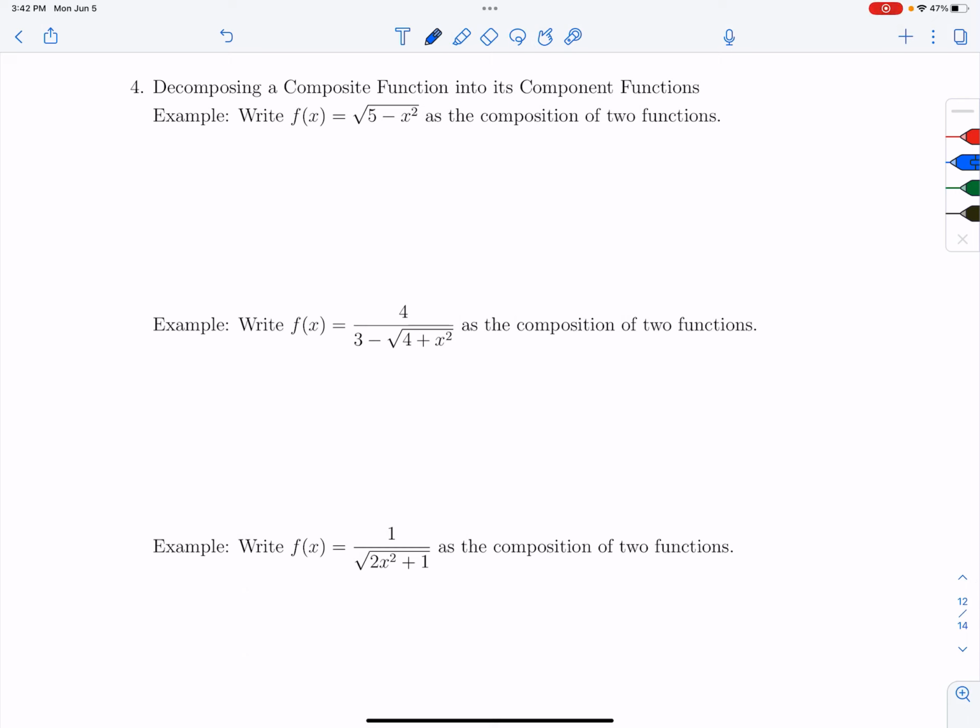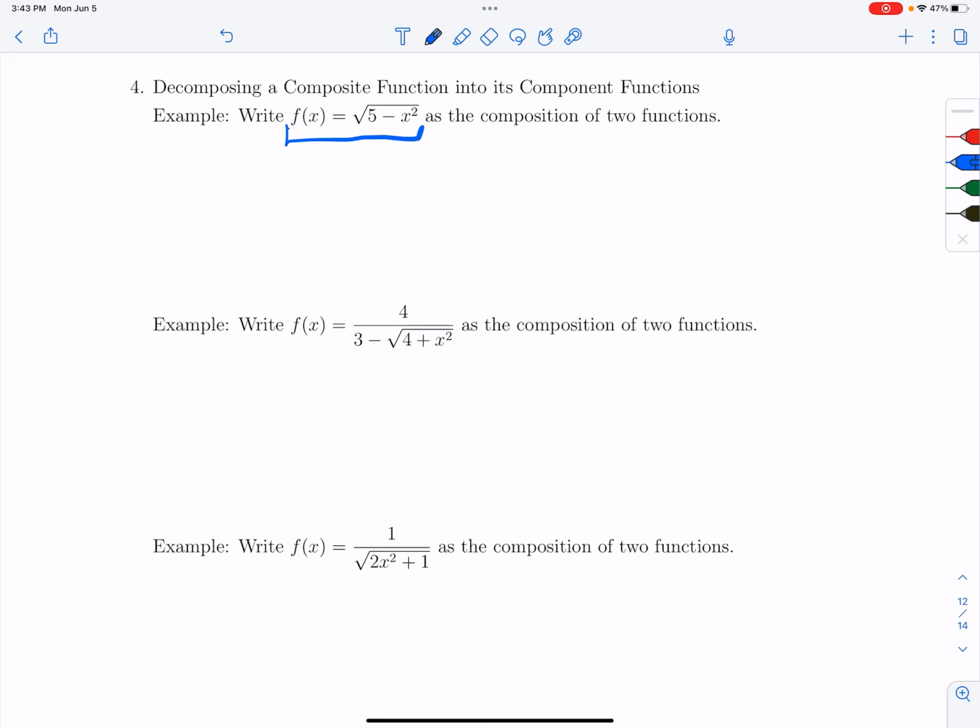In this video, I'm going to go over how we can decompose a composite function into two separate component functions. So we have this function f of x, the square root of 5 minus x squared. What you want to do is identify an inside function and an outside function.